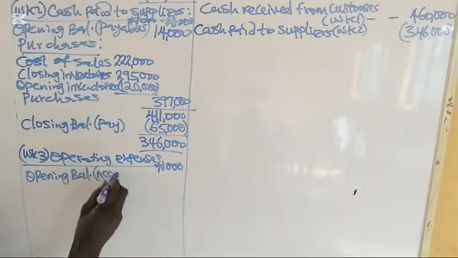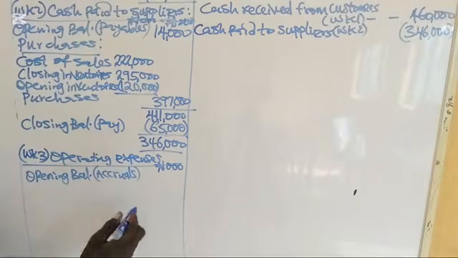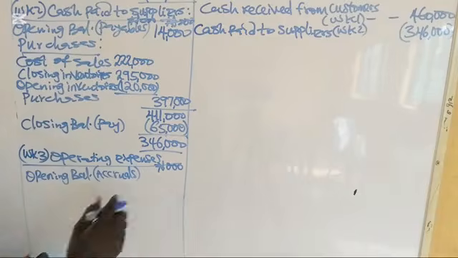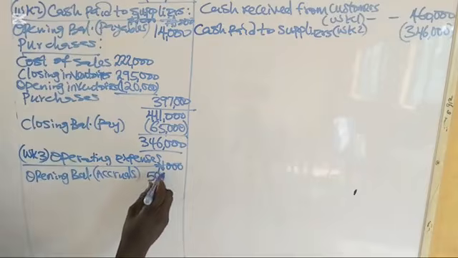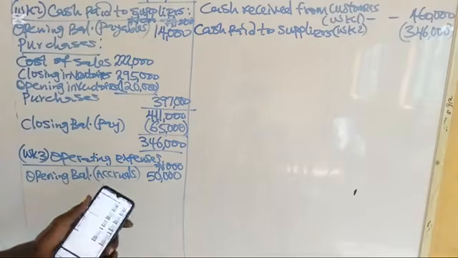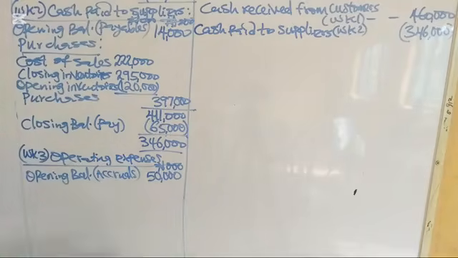So in the situation where you have accruals, you reverse it. Opening balance accruals 50,000. If you have prepayment, you reverse the treatment. That means the closing balance of prepayment is what you are going to add, less the opening. So, what are the other items here?